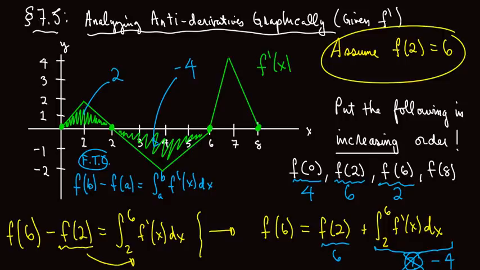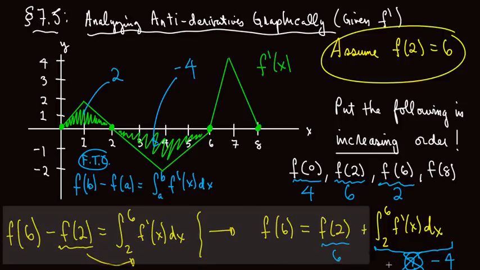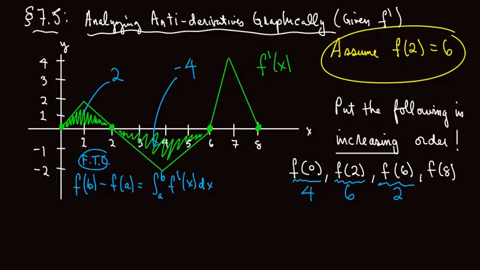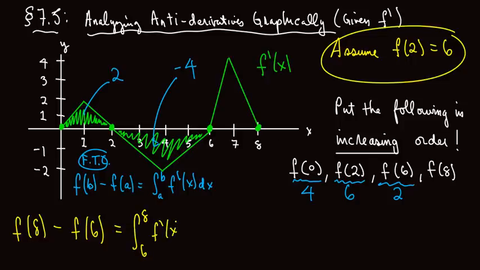Let's do this one more time for f of 8. Notice we're going to do it a little bit differently, so just pay attention here. Here we go. f of 8 minus f of 6. Well, why am I doing that? Because 6 to 8 is the only other region that I have left to compute the area. So that is equal to the integral from 6 to 8 of f prime of x dx. And so to find f of 8, I just put f of 6 on the other side.